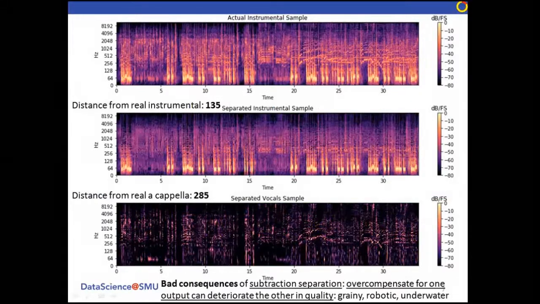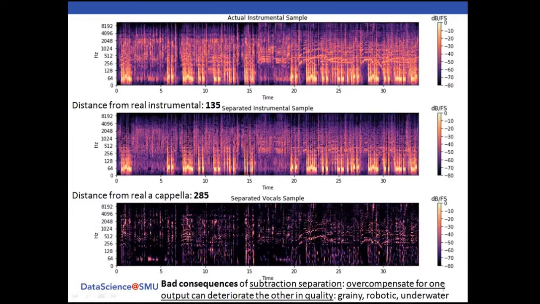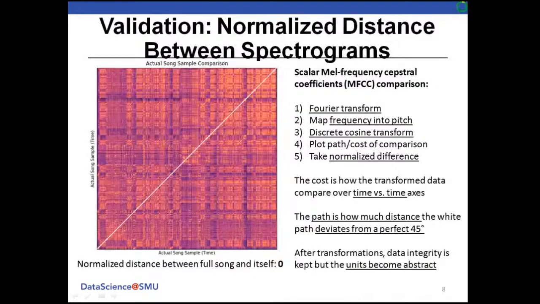the bad consequences of subtraction is that we can overcompensate for one output, which deteriorates the other output in quality. So when we overcompensate for instrumental, the a cappella is basically grainy, robotic, underwater, and the distance we could get into later, but it's 135 for this bad example and 285 for this bad example of a vocal separation. So to get distance, we basically have to convert it into a mel frequency cepstral coefficient. We first have to Fourier transform it. We have to map the frequency into pitch, and then we could do a discrete cosine transform.